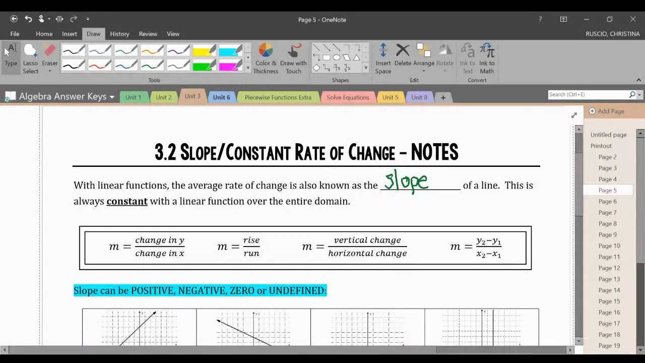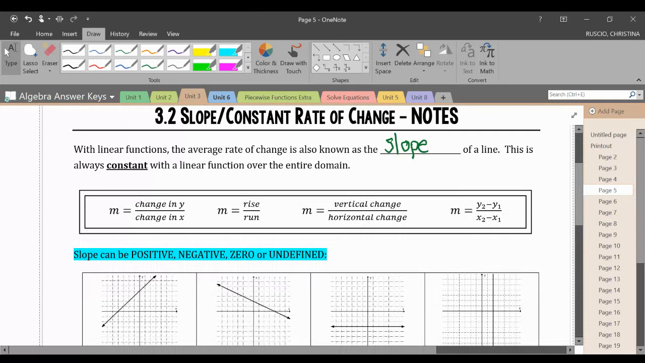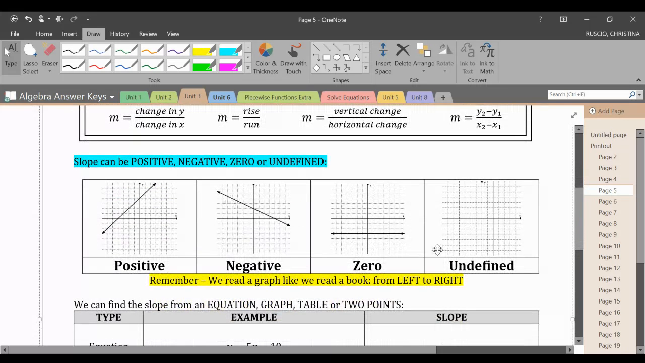So we know in the past that we've called slope change in y divided by change in x, or rise over run, or vertical change over horizontal change, or y2 minus y1 divided by x2 minus x1. I prefer to always set it up using a table of values when I need to find it algebraically. But we'll talk about that in just a little bit.